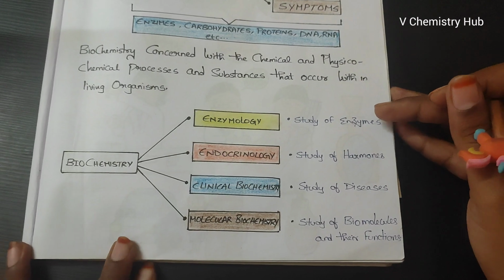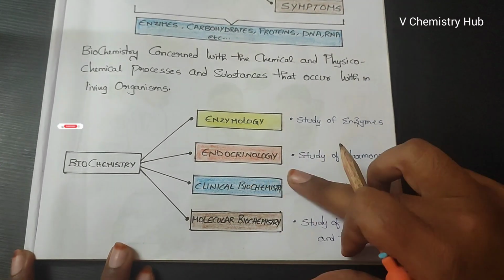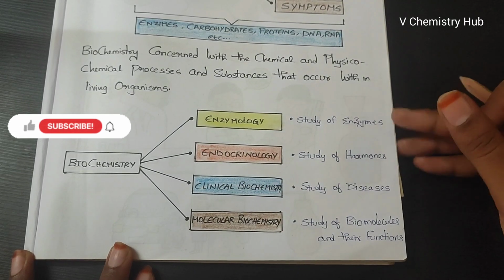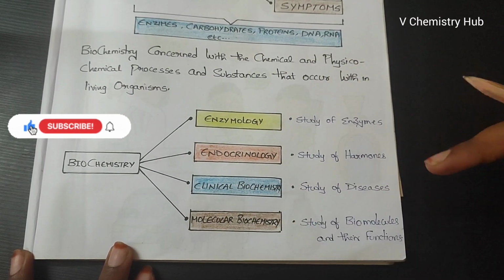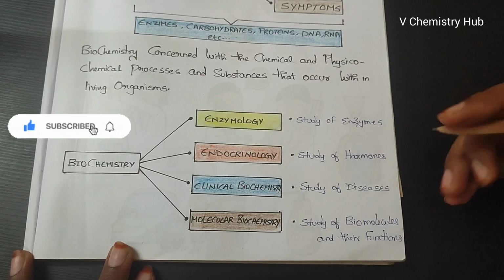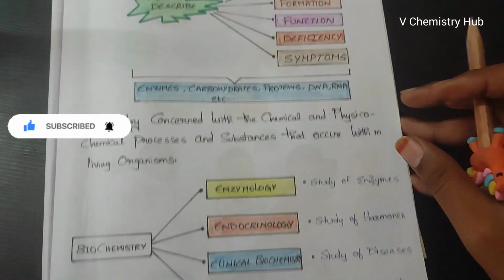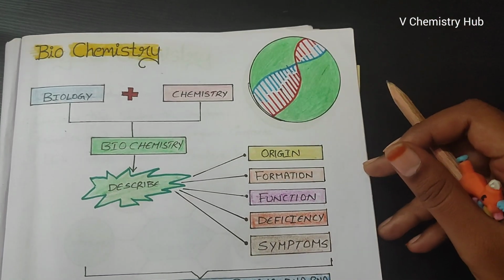Biochemistry is classified into enzymology, which is the study of enzymes, endocrinology, which is the study of hormones, clinical biochemistry, which is the study of diseases, and molecular biochemistry, which is the study of biomolecules and their functions. So, this is all about biochemistry.